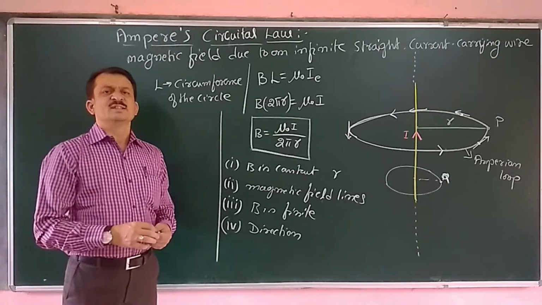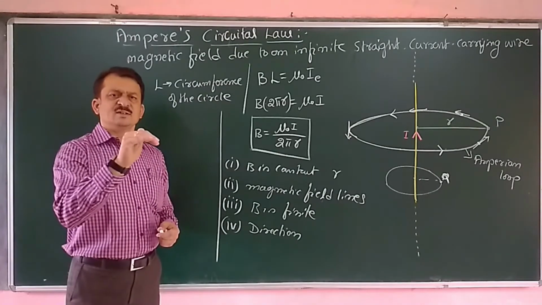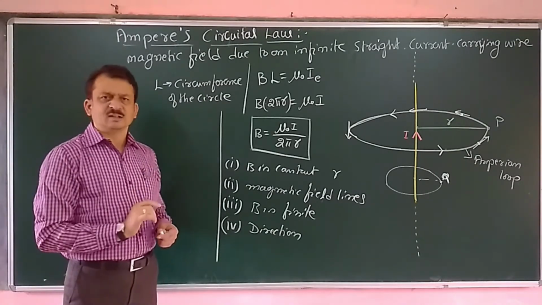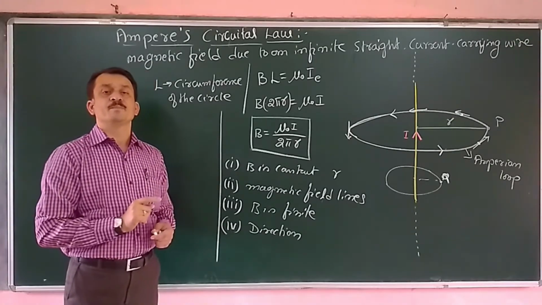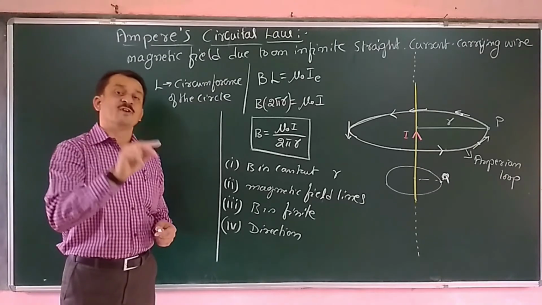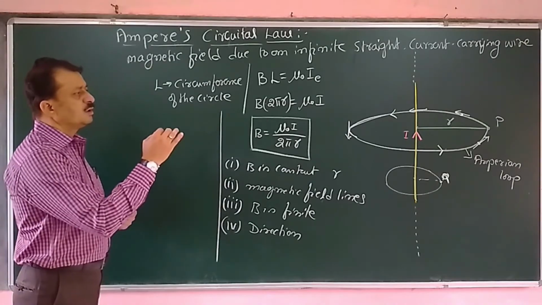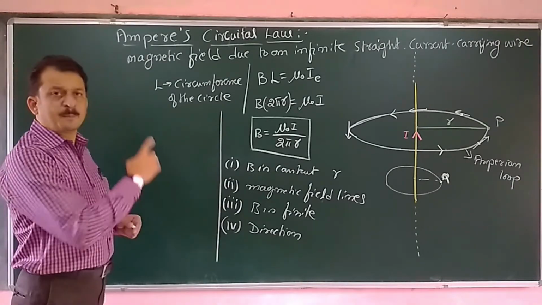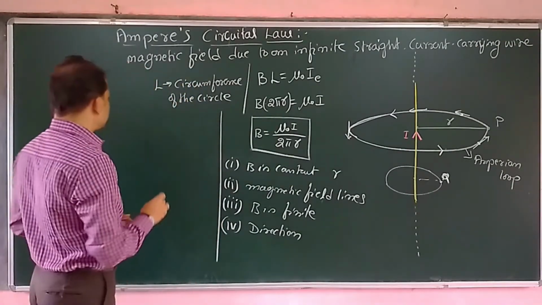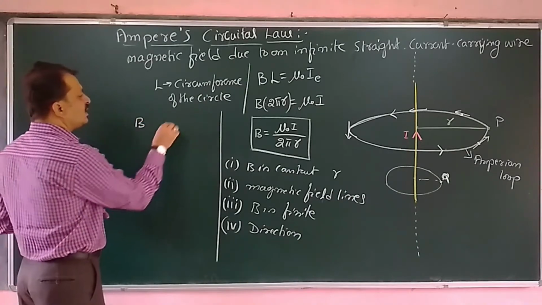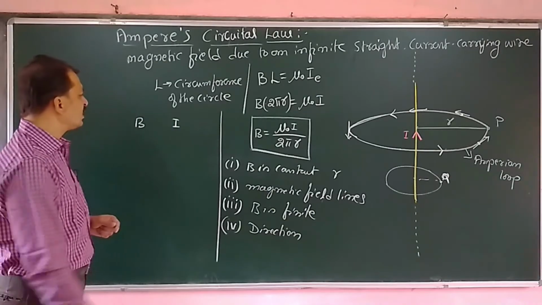Now, this Ampere circuital law is the extended form of Biot-Savart's law. This is similar to Gauss law for Coulomb's law. One more thing, the Ampere circuital law and Biot-Savart's law both relate the same quantities, that is, the magnetic field and the current. They relate the same thing, magnetic field and the current.